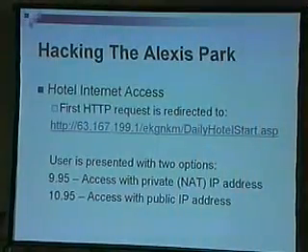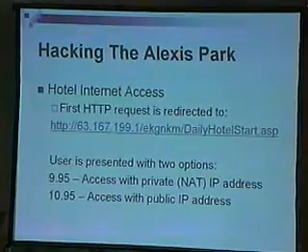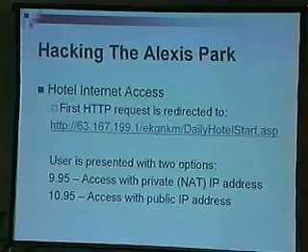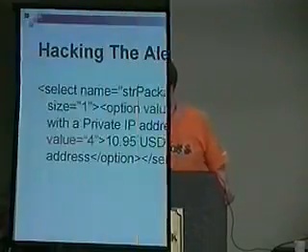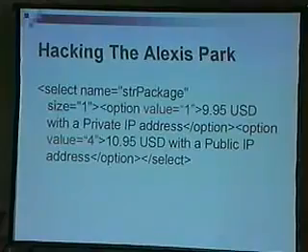Besides hacking the convention, you can also hack the hotel that hosts the convention. If you have a hotel here, you can get cheaper internet access if your room actually has internet. The way it works is you send any internet request through port 80. It gets redirected to an IP address, and the user is presented with two options, a public or private IP address, and you pay either $10 or $11. If you view the source of that form, all it has is a couple of options, value equals 1 for the first one, and value equals 4 for the other.